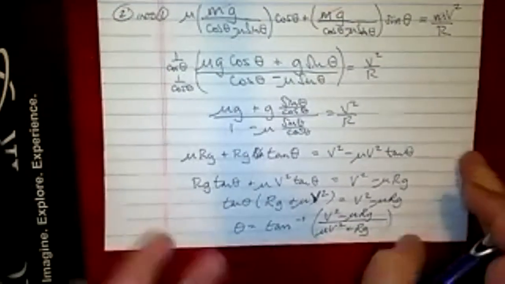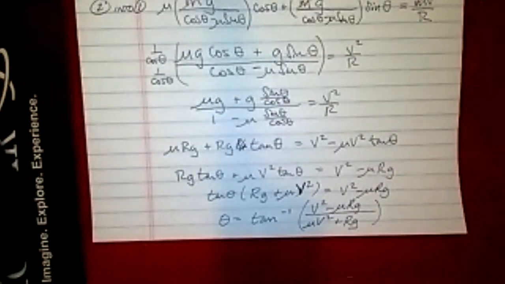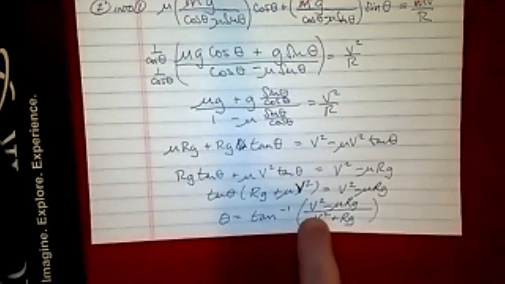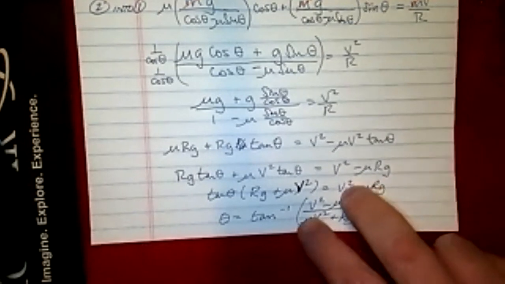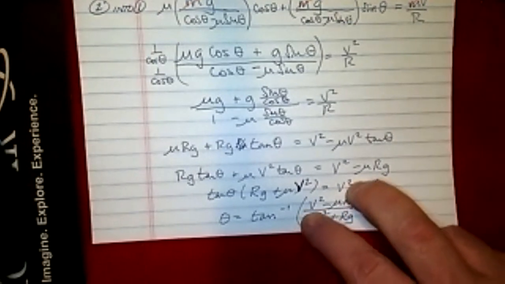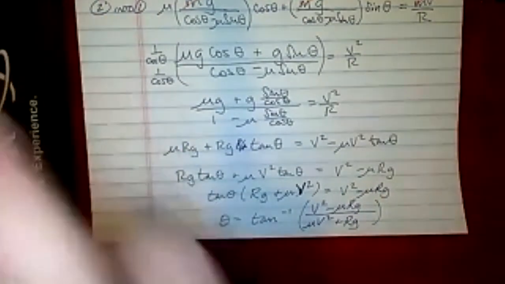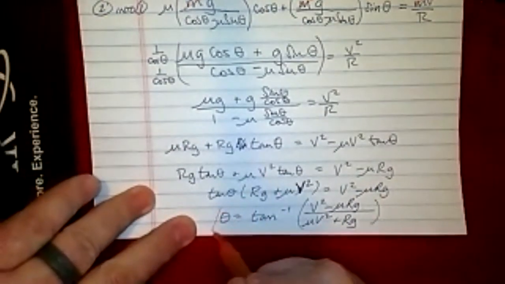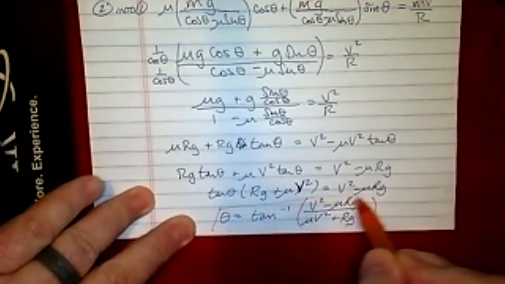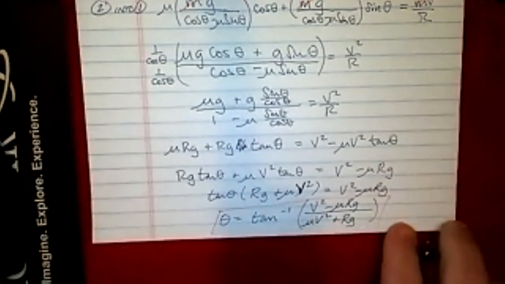And I think you can see what happens with that. That is sort of like what we expected, because in the event that mu was 0, this term and this term over here are going to disappear, and I'll just get v squared over R g, which is exactly what we got when we were solving for the frictionless problem. So that gives me some confidence that the answer is actually correct, and that is the final answer.